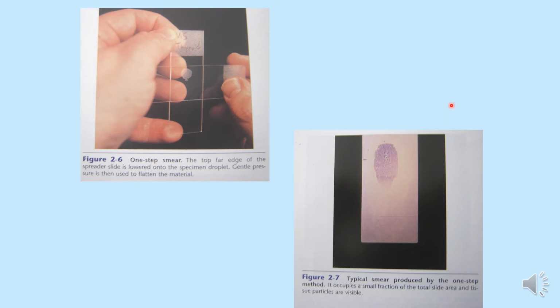Okay, once the content is transferred onto the slide, you use another slide to apply pressure and move it to create the smear. Okay, so this is basically a one-step smear. The top far edge of the spreader slide is lowered onto the specimen droplet, and gentle pressure is used to flatten the material. And once it's flattened, it dries, and then it's stained, and it is examined under the microscope. So this is how an FNAC is done.